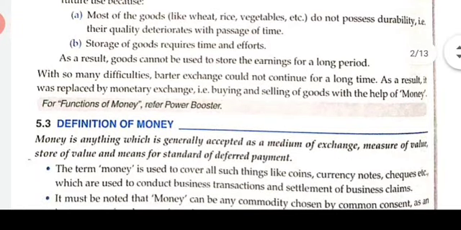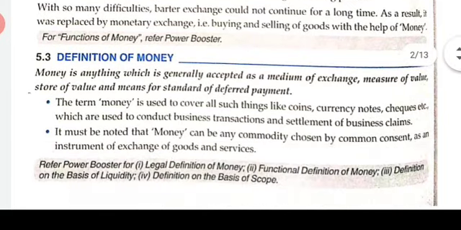Now, what is money? The limitations that the barter system had became the requirements for money. You can define money as anything which is generally accepted as a medium of exchange, measure of value, store of value, and means of a standard of deferred payment. In today's time, money is what we normally accept as a medium of exchange. It is a standard payment. So it is a medium of exchange, measure of value, store of value, and the means for a standard of deferred payment.